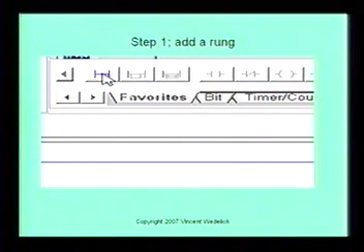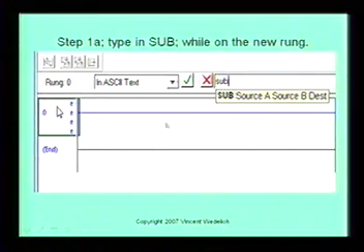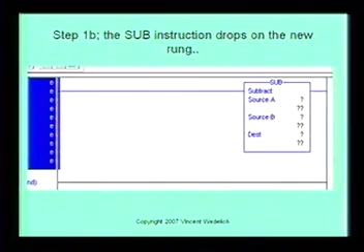Step 1, add a rung. You are in the ladder logic. You go to this symbol right here in your favorites, and that pops in a new rung. And then while you're on your new rung, just type in sub and then hit enter, and your new instruction just pops in, right? So the sub instruction drops on the new rung, and there it is. It's nothing more than a subtraction. You're taking source A minus source B and then storing it in the destination.